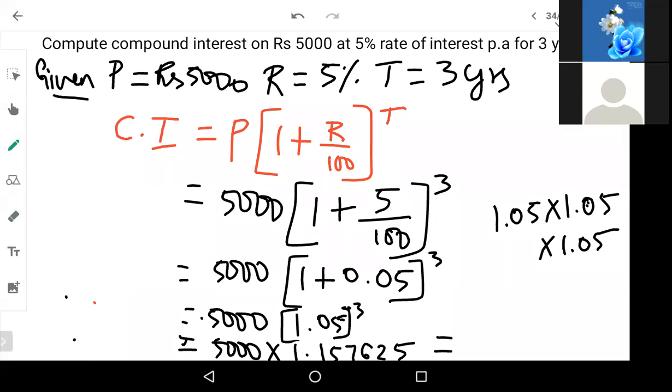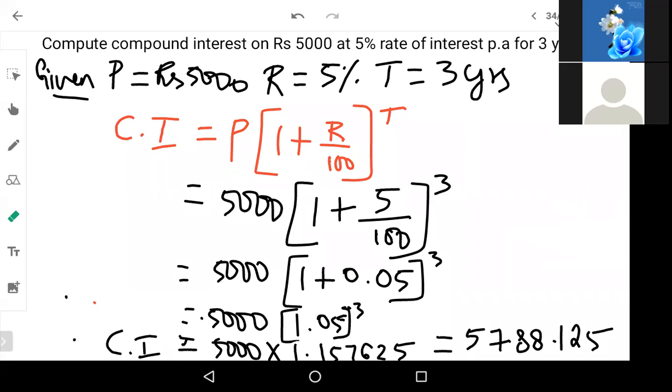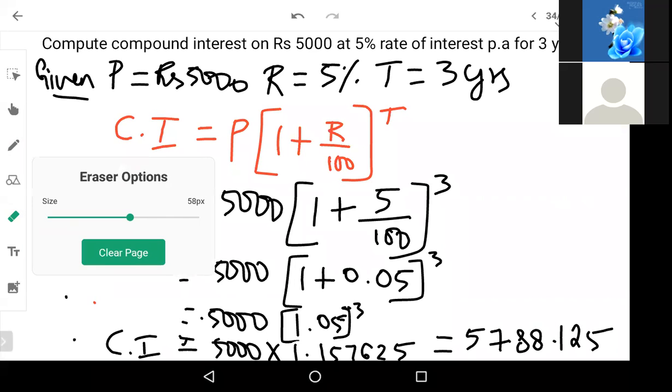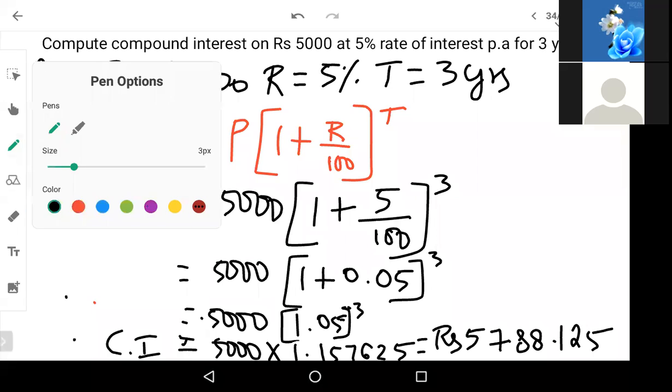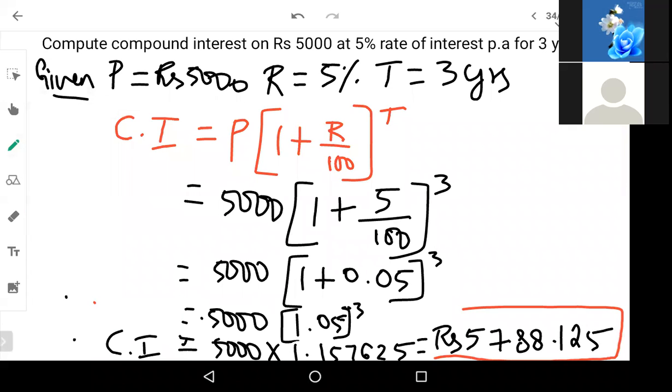Now for the final answer, if you multiply 1.157625 into 5,000, you would get the total amount, which is 5788.125. So this is the compound interest. You can write it as rupees 5788.125. So that will be the total amount, right?